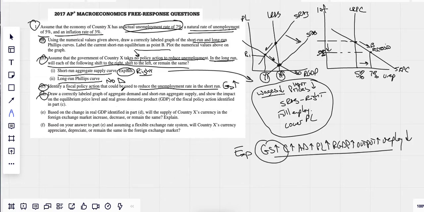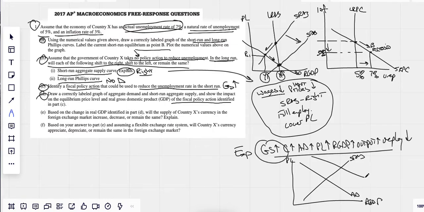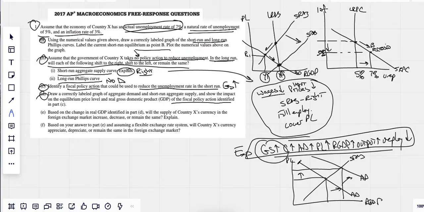All right. Draw a correctly labeled graph of aggregate demand and short-run aggregate supply and show the impact on the equilibrium and the real GDP of the fiscal policy action shown. So they didn't ask you to draw the long run, so we're just going to draw an aggregate demand, short-run aggregate supply, price level, real GDP, and recognize that as aggregate demand shifts to the right, the price level would go up, and so would real GDP. We've kind of already shown this. We know this because we drew it out right here. They just want to see it so that they know that we know.